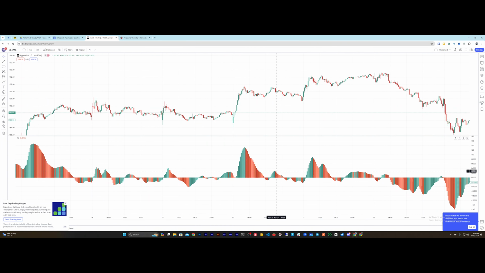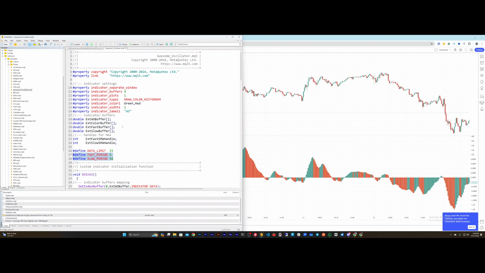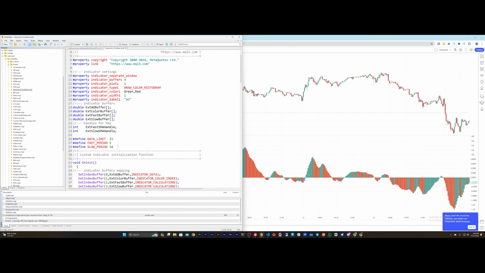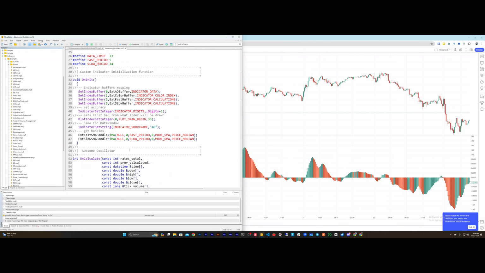The awesome oscillator is made up of 2 main moving averages. One is slow, one is fast. The fast one uses a 5 period, and the slow one uses a 34. If you inspect the actual MQL5 code, you can see we do use the 5 and the 34. We also use the median price instead of the close when calculating the awesome oscillator.